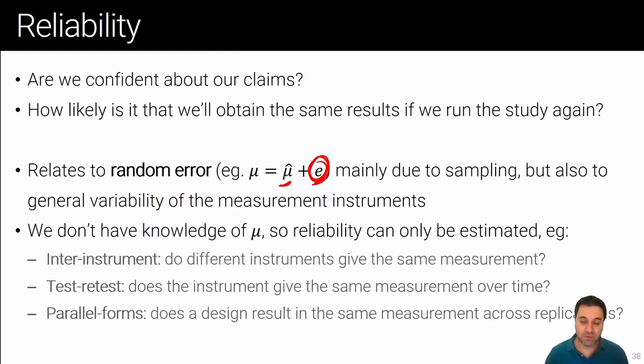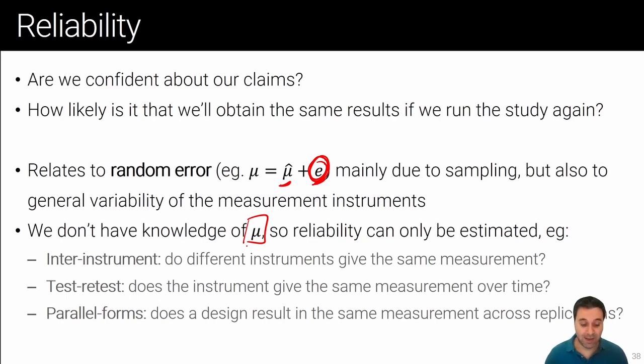So the point of reliability is we don't have knowledge of the true values. We don't have knowledge of mu. That's the whole point. We're trying to figure them out. And so reliability cannot really be measured, cannot really be quantified. It cannot really be estimated. And there are certain ways in which we can estimate this reliability or this random error, right? We've seen, we could talk about confidence intervals, we could talk about standard errors.